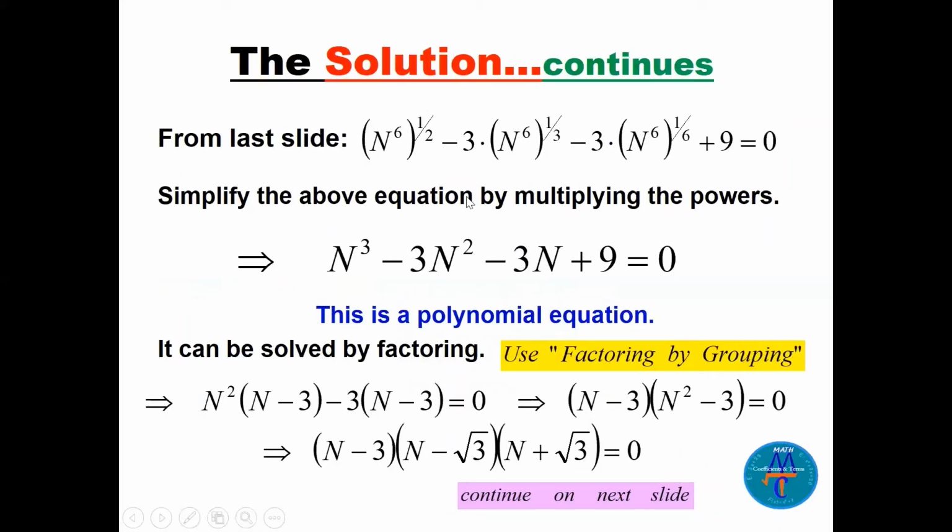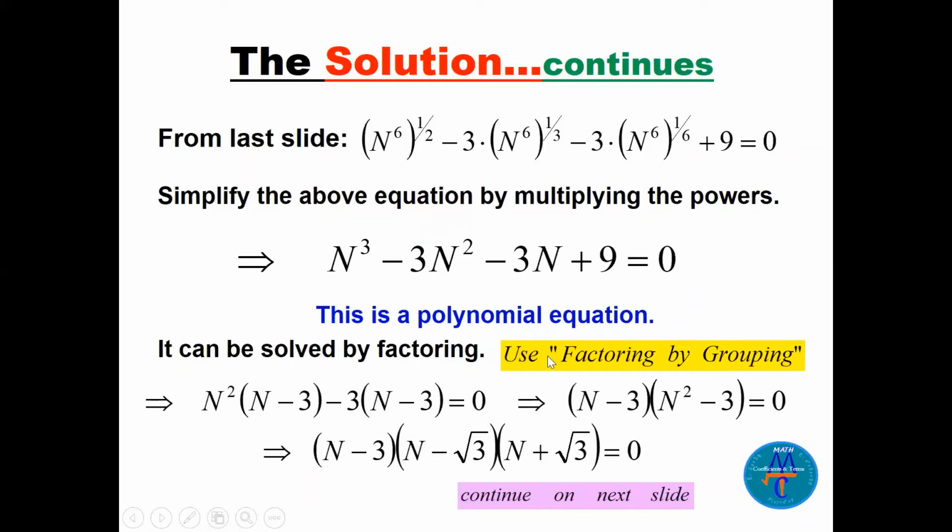We simplify the above equation by multiplying the powers. So we get n^3 - 3n^2 - 3n + 9 = 0. This is a polynomial equation of degree 3. We call it polynomial in shape, instead of quadratic in shape or in form. Now this one can be solved easily.